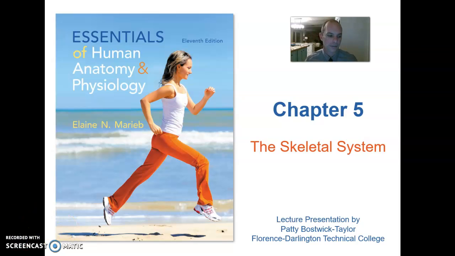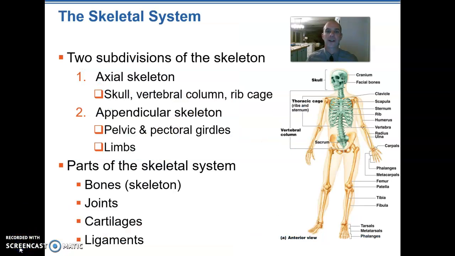Let's get rolling. You can find this pause button here. There you go. Okay, the skeletal system is divided into two subdivisions of the skeleton. There's one called the axial skeleton. That includes the skull, the vertebrae, and the rib cage. And if you look to this picture over here on the right-hand side, you'll see that the axial skeleton is in this green-blue color. All right, skull, vertebrae, rib cage.